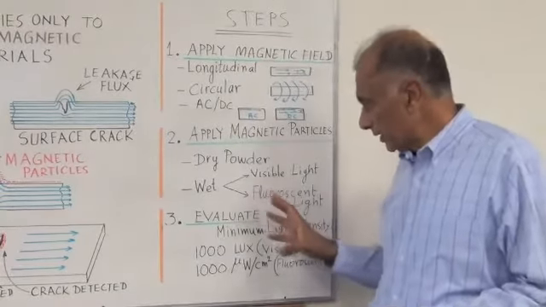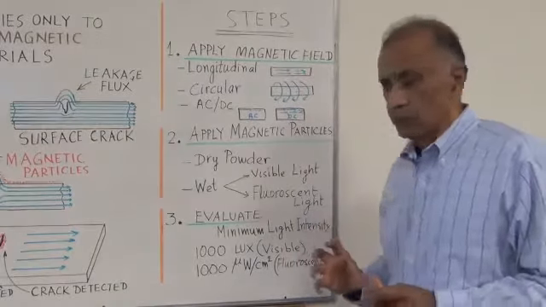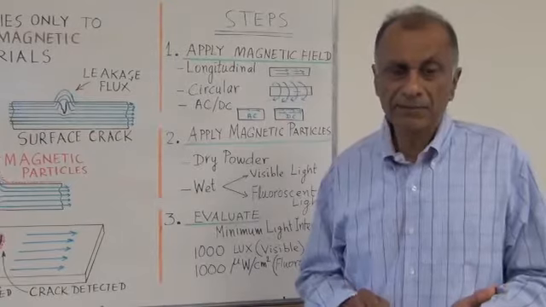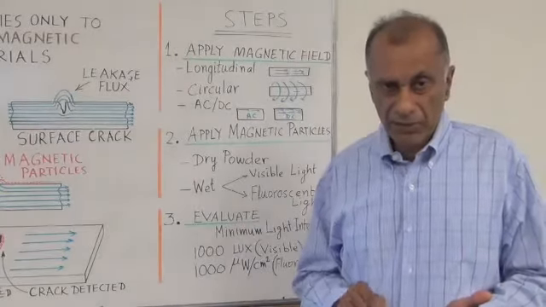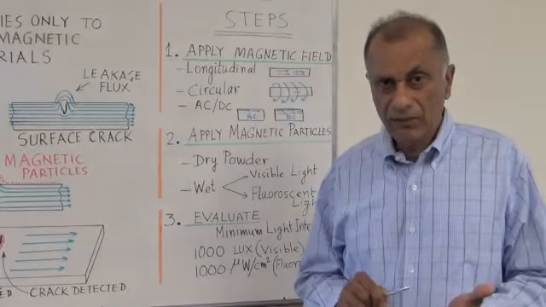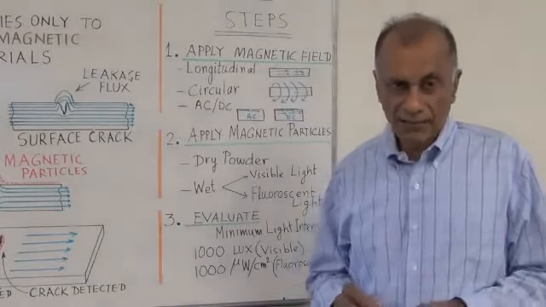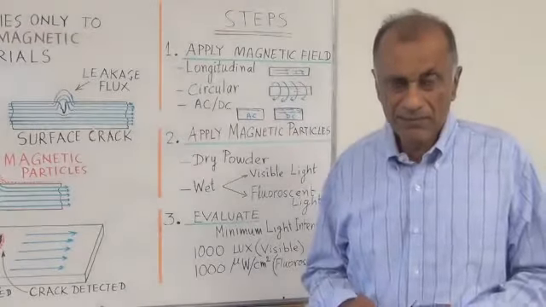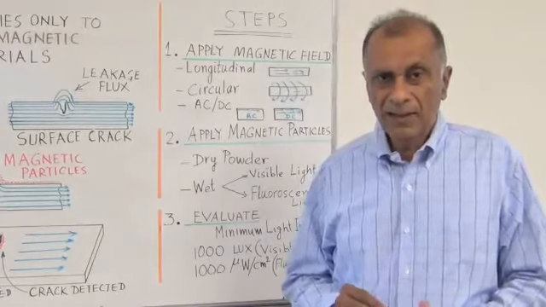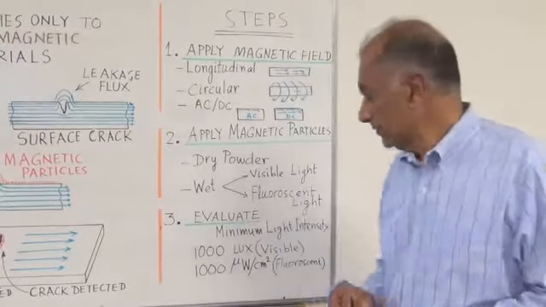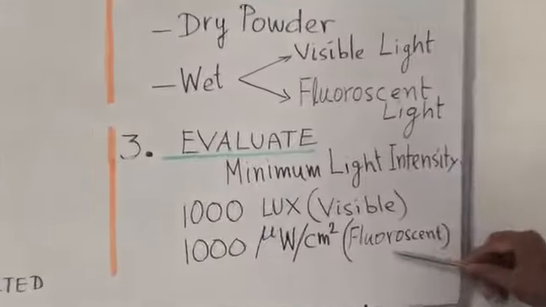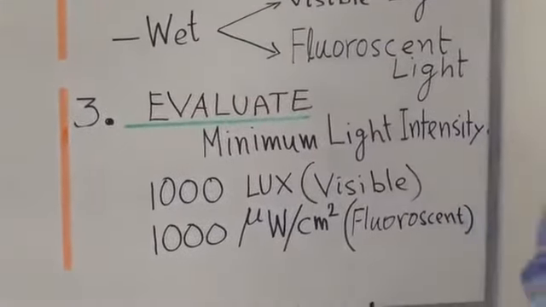Once the inspection is done and we have to look for the particles, we have to make sure that there is enough light on the examination surface. If the inspection is done using the visible particles, then the light level has to be at least 1000 lux, and if the inspection is being done using the fluorescent particles, then the light level has to be at least 1000 microwatt per centimeter square for the black light.